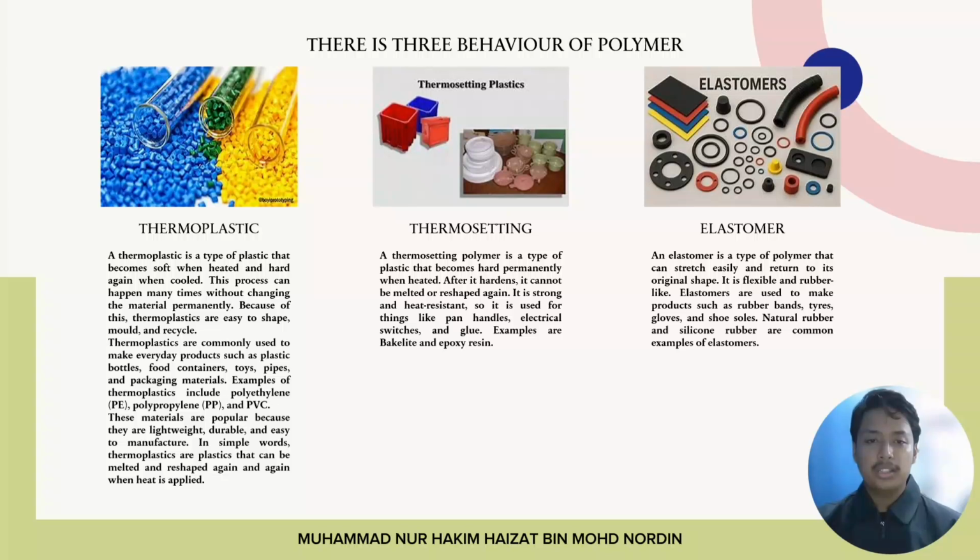The last one, elastomer. An elastomer is a type of polymer that can stretch easily and return to its original shape. It is flexible and rubber-like. Elastomers are used to make products such as rubber bands, tires, gloves, and shoe soles. Natural rubber and silicone rubber are common examples of elastomer. I think that's all from me.